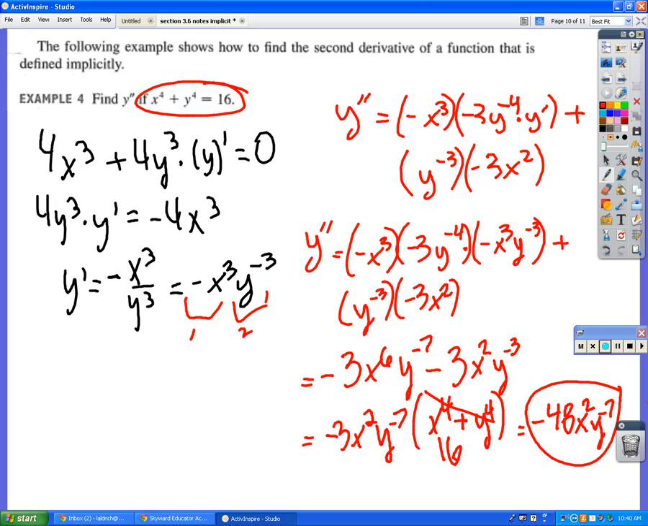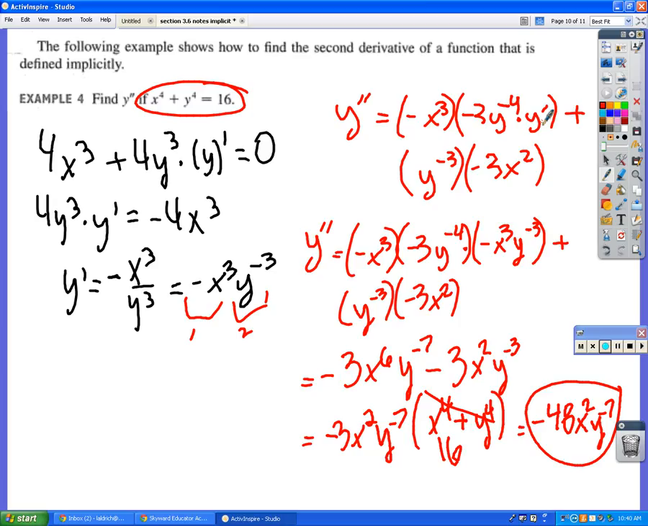So, second derivative, same as the first derivative. You just take your answer and take the derivative of that, and then you need to substitute back in, and then all kinds of fun magic can happen from there when you simplify. Okay, what's that?